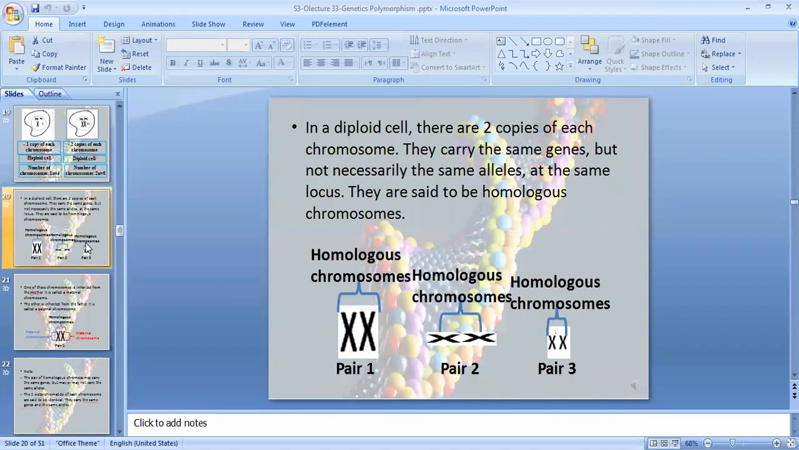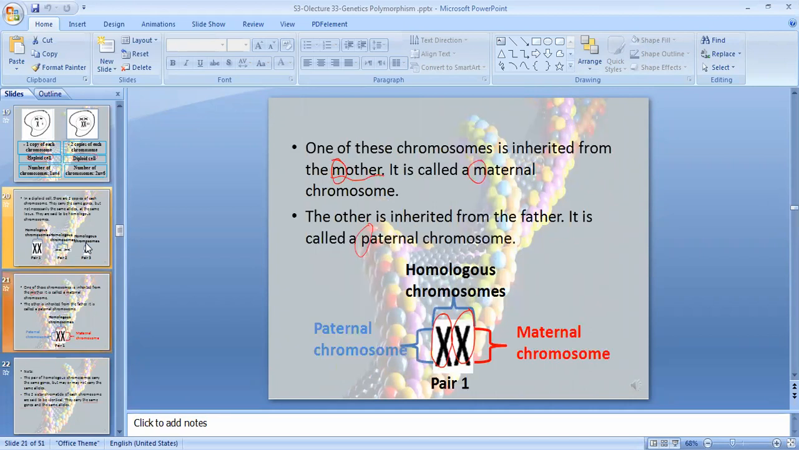Let's move now to talk about diploid cells. We have two copies of each chromosome. They have the same gene, but they don't necessarily carry the same alleles. They are said to be homologous chromosomes. One of these chromosomes, as you said before, is inherited from the mother, so it is called the maternal chromosome. However, the other chromosome is inherited from the father. They are called paternal chromosomes.